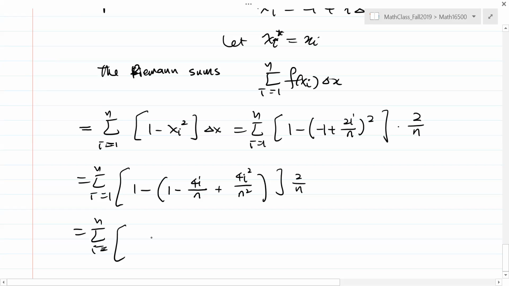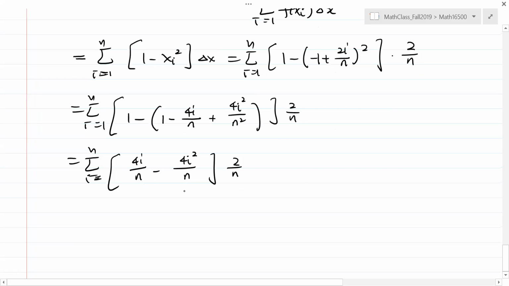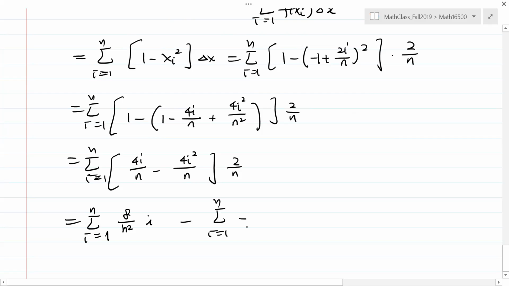1 minus 1 is gone. 4i over n minus 4i squared over n squared. Not too bad. And then I multiply this out, 2 times 4 times 2, it's going to be 8 over n squared. This is going to be 8 over n squared times i. And this is going to be 8 over n squared times i squared. Oh, this is already squared here, so it's a cube. Whoa.